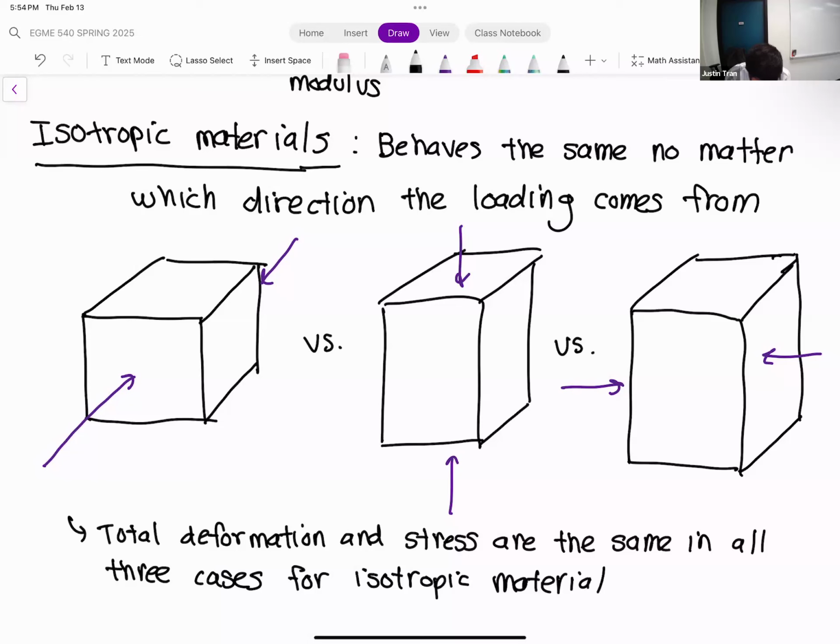Basically, with an isotropic material, there is an assumption of symmetry in all three directions across the different types of stress and strain as well. Remember we talked a couple of weeks ago about normal stresses and shear stresses. So for an isotropic material, we're assuming a lot of symmetry.